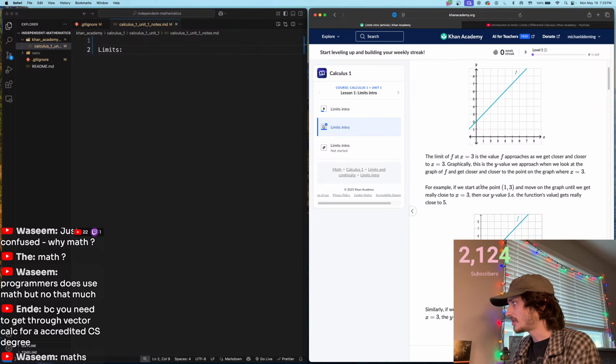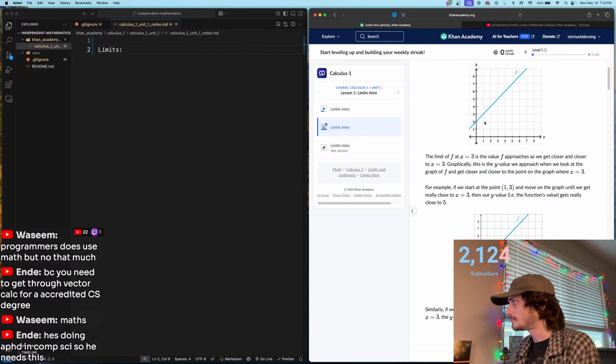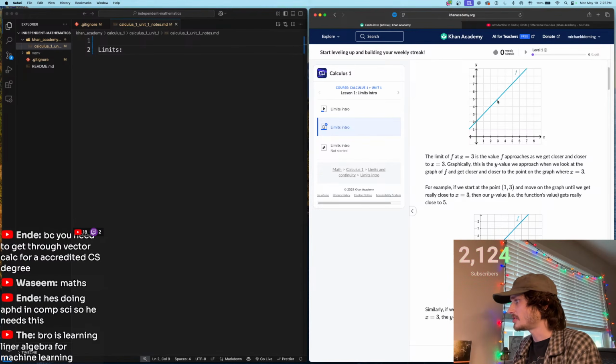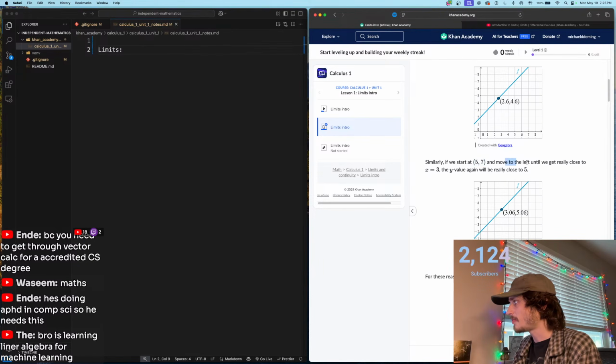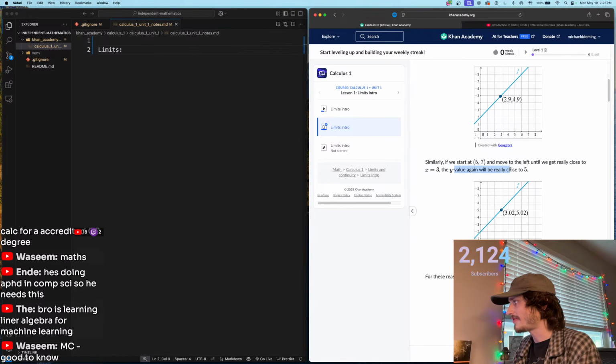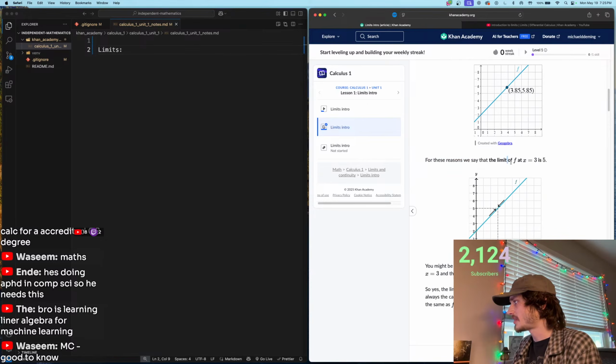For example, if we start at the point 1, 3 here and move on the graph until we get really close to x equals 3 here, then our y value, the function's value, gets really close to the value of 5. Similarly, if we start at 5, 7, we move left until we get close to the value of 3, the y value then converges again on the value of 5. For these reasons, we state that the limit of the function at x equals 3 is 5.